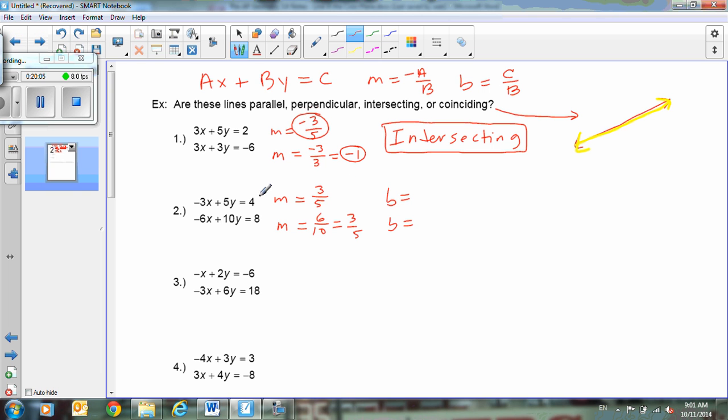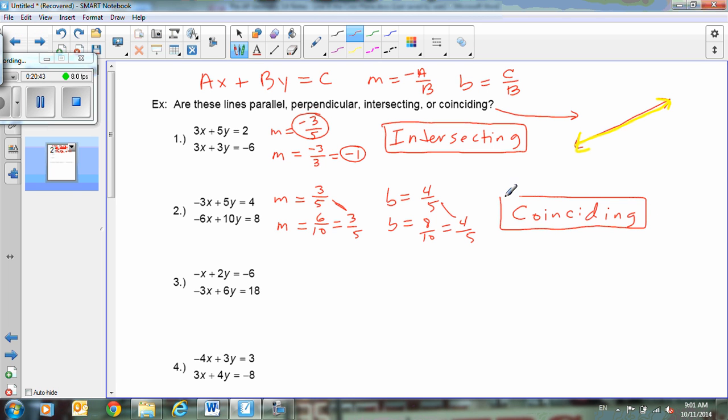All right, so the y-intercept of the first line would be c over b, the constant over the coefficient of y, in this case 4 over 5. Okay, the y-intercept of the second line would be 8 over 10, and 8 over 10 reduces to 4/5. All right, so look what we have going on. Same slope, same y-intercept. These two lines, these two equations are actually the equation of the same line, so we say that these two lines are coinciding.